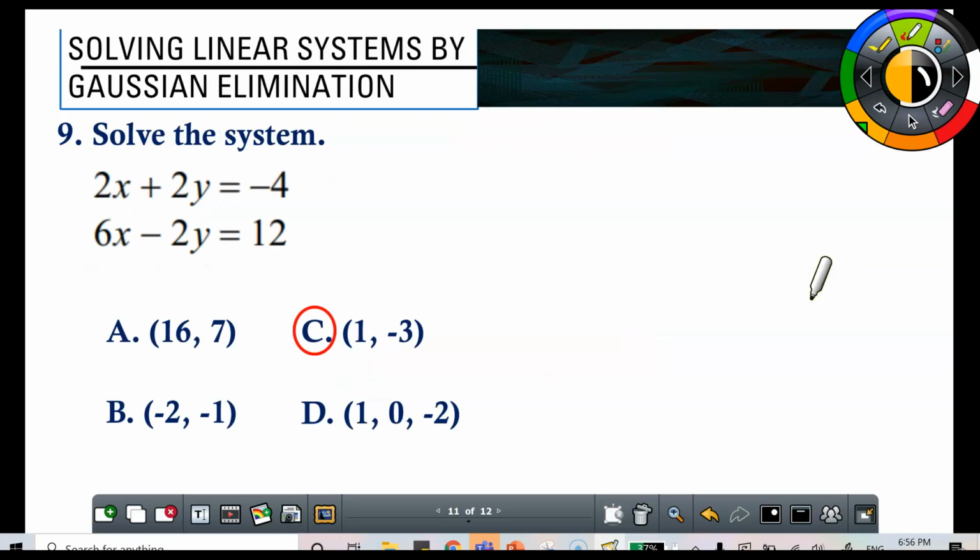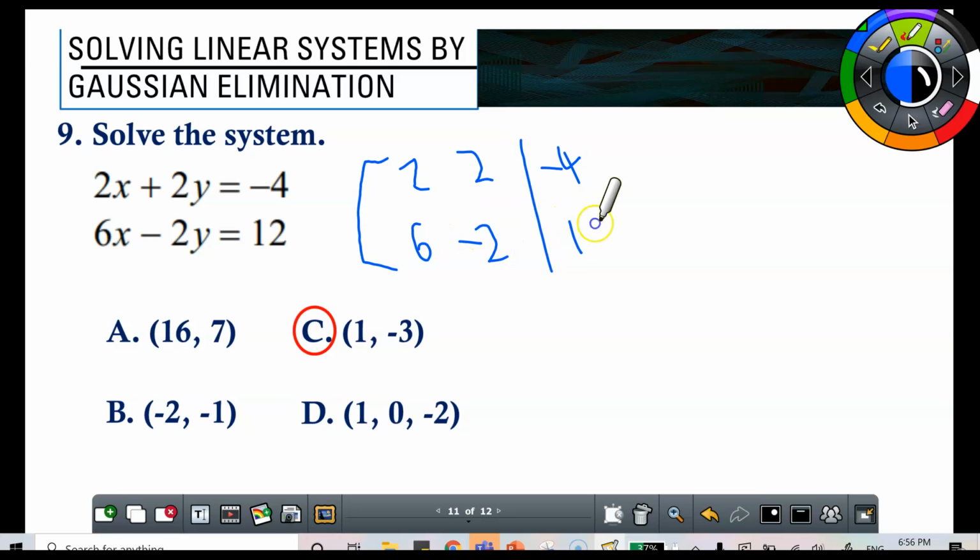So here you have a system of equations. Let's solve it step by step. Okay. So first you're going to write down the augmented matrix. X column, Y column, no problem. So just take out the numbers. It's 2, 2. On the other side is -4. 6, -2. On the other side is 12. So you have the augmented matrix.